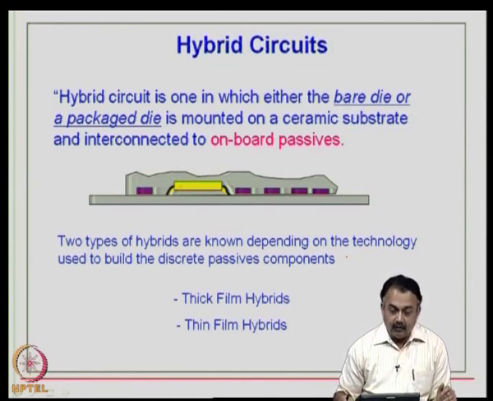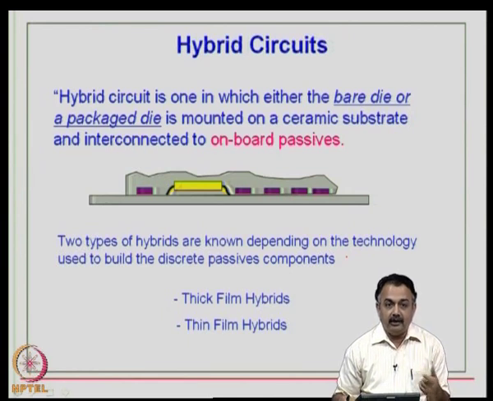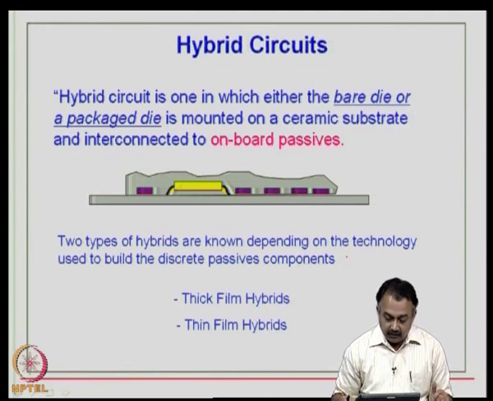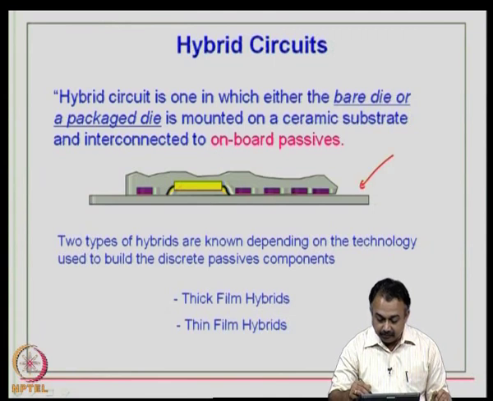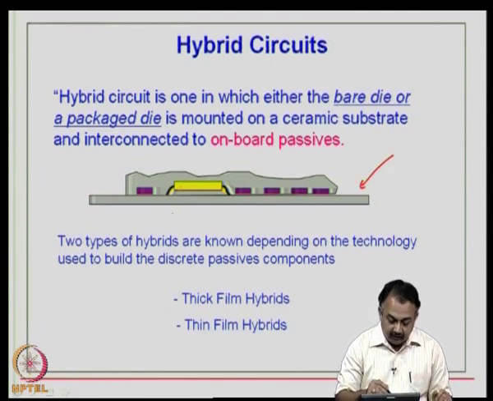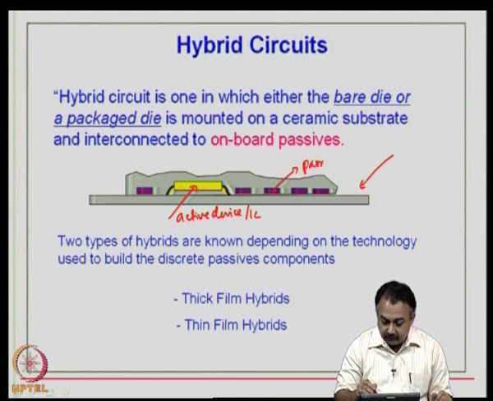Hybrid circuits is one in which either the bare die or a package die is mounted on a ceramic substrate and interconnected to on-board passives. Just as we have seen with MCMs, a similar definition. You can look at the substrate here in this figure. Then you have an active device or an IC, and these are the passives, resistors, capacitors and so on.